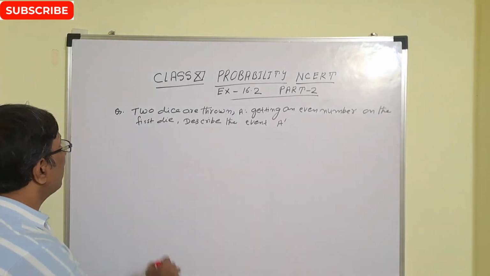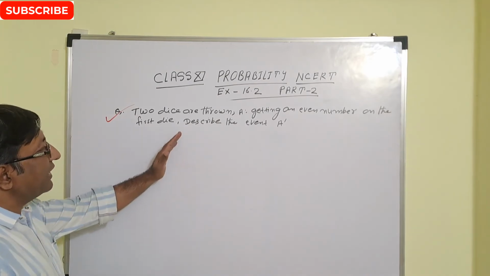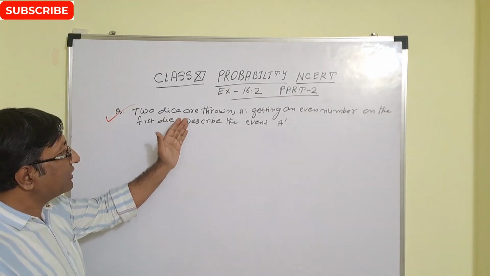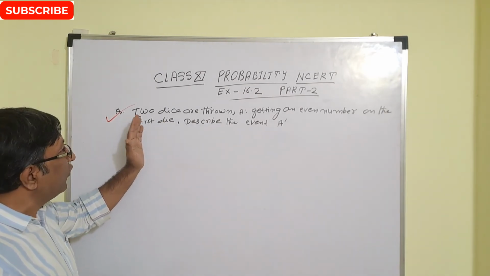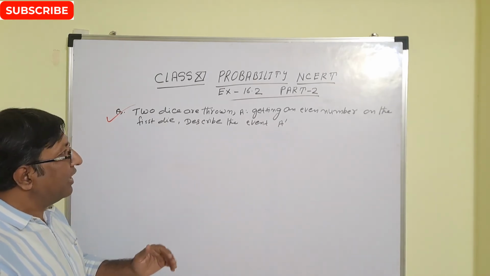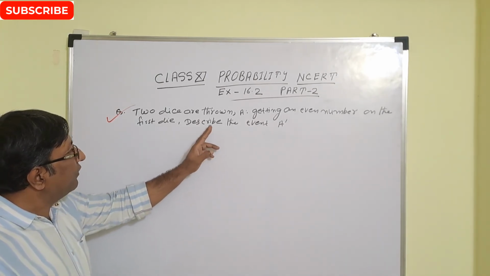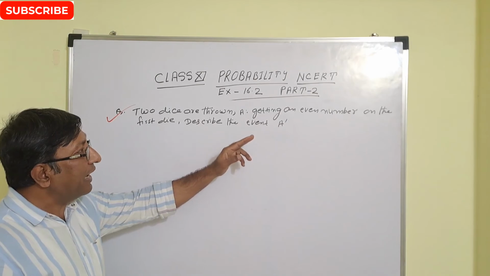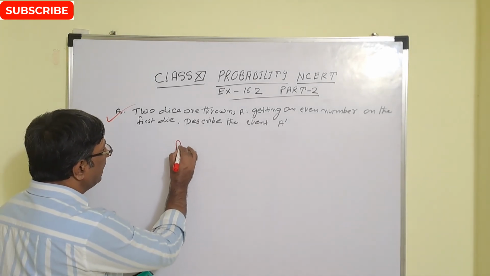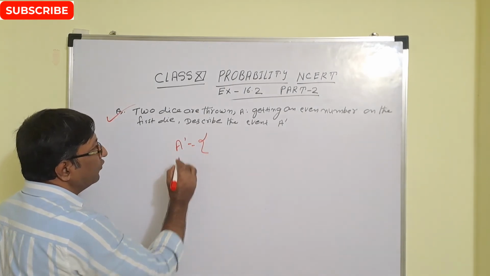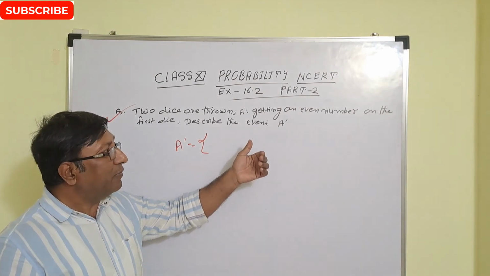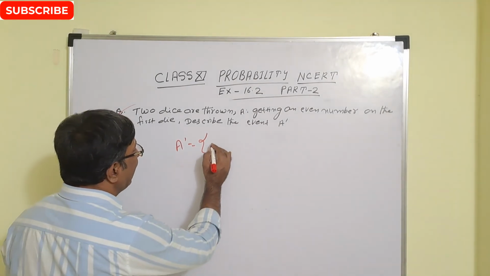See the question. Question is what? 2 dice are thrown, A getting an even number on the first die. Describe the event A dash. So you know when 2 dice are thrown, total sample space will be how much? 36. And we have to describe the event A dash. So A dash equal to what? A dash equal to sample space minus A. So A is what? Even number on the first die. So A dash will be what?